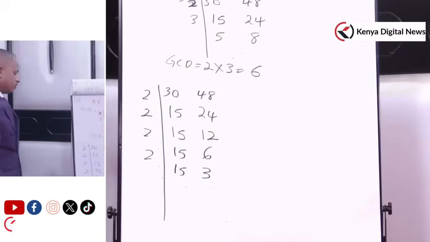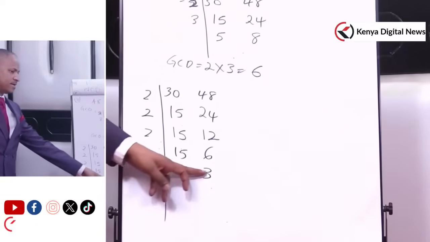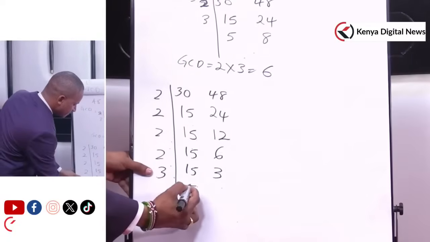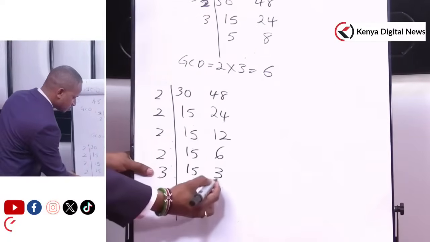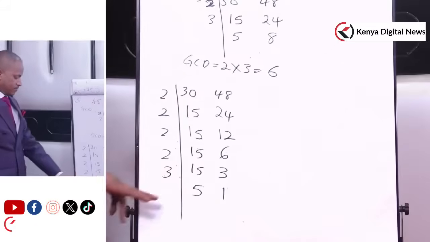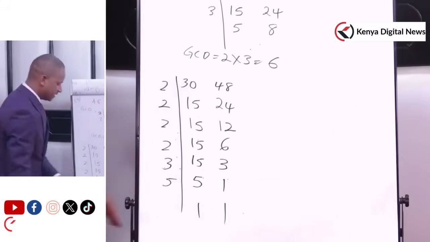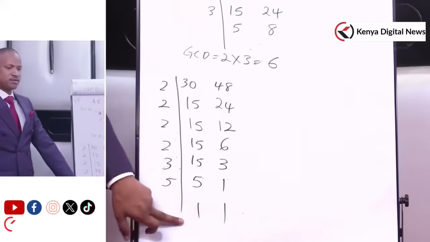Now, when you reach there, if you use 2, there will be a remainder. You go to the next number, which is 3. 3 goes into 15 5 times. It goes into 3 once. Which number can we use again? 5. 5 goes into 5 1. In LCM, you ensure that this comes to 1.